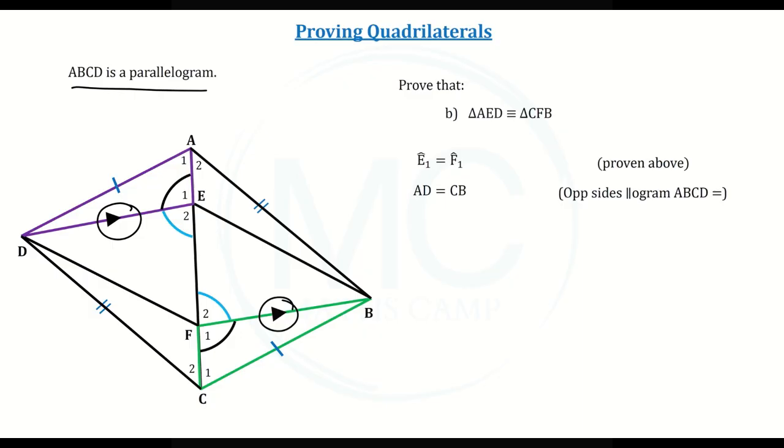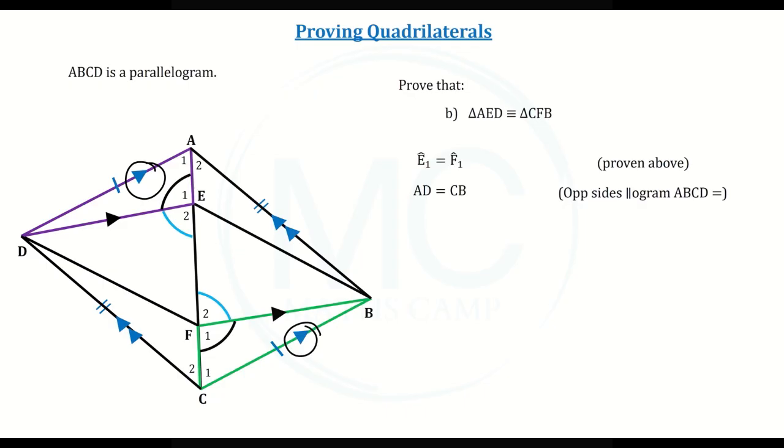This means that AD is parallel to BC. So let's put a small blue arrow on AD and an arrow on BC. We also know that AB is parallel to DC. So let's put two small blue arrows on AB and two on DC to show that they are parallel as well. AD sits in triangle AED and BC sits in triangle CFB.